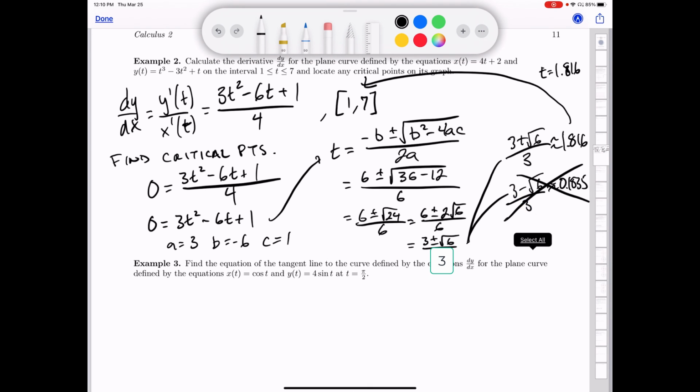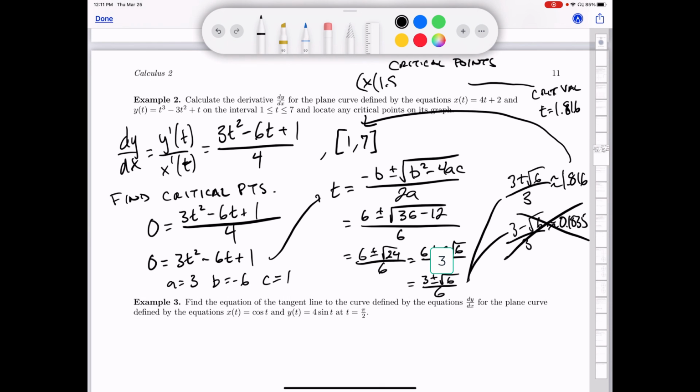Now, to get a critical point on the graph, I can plug this t value in to x of t and y of t to get those values. And I think for the purpose of this video, I won't do that. I will just leave it at that. It's not exactly important what those output values are, but if I needed them, that's how I could get them. I could plug them into each one of my parametric equations.